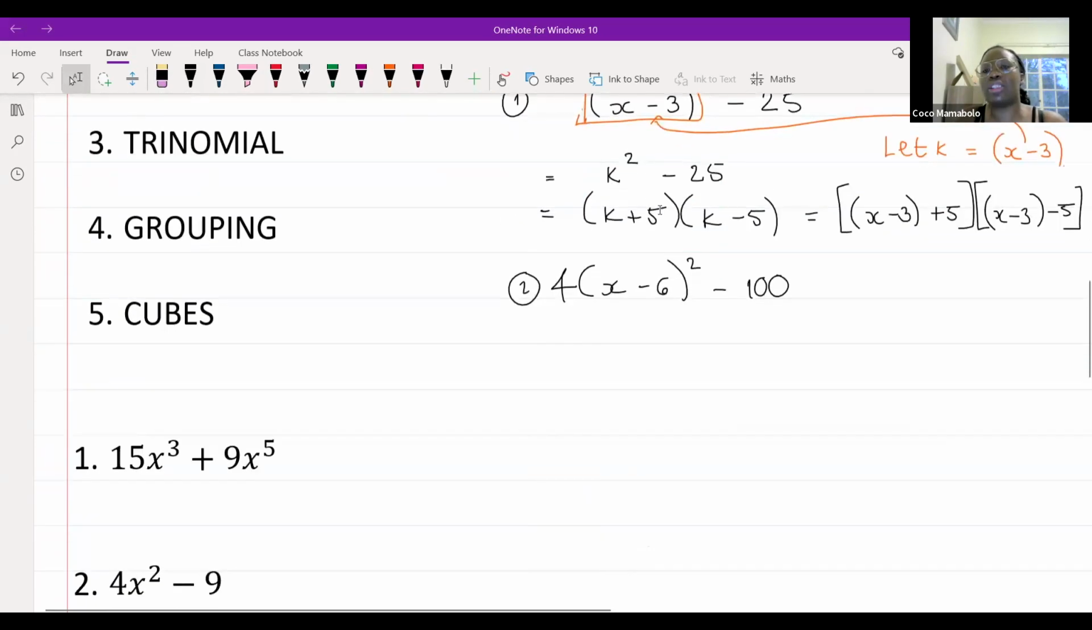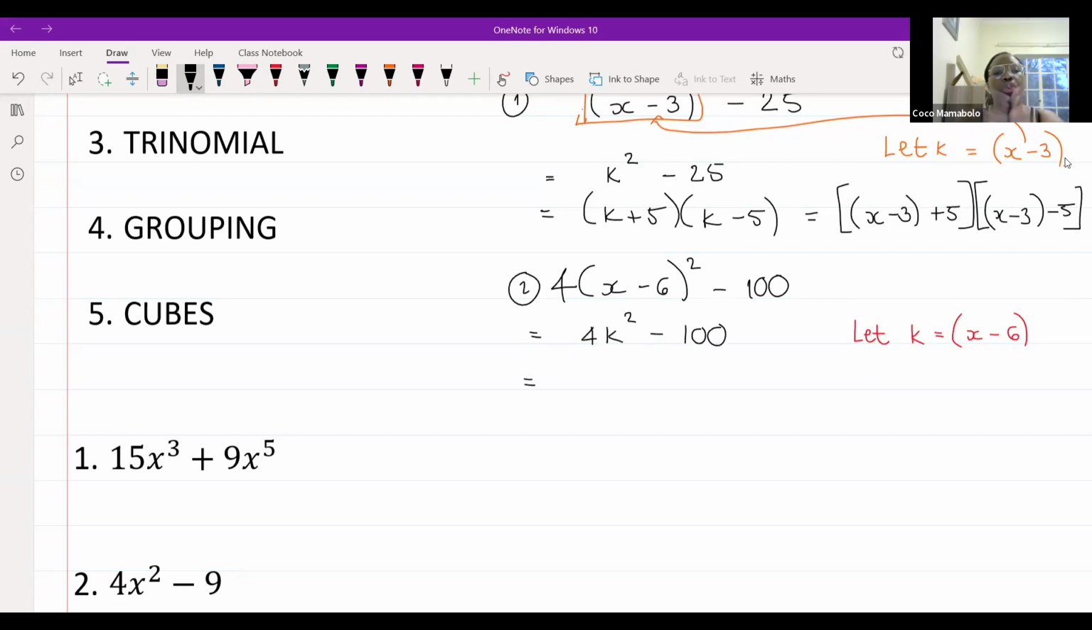All right. Let's look at number 2 quickly. We're all in agreement. We can already see that there's a squared. So we're going to say let k equal the thing in the brackets. I'm going to get x minus 6. Now, be very careful, guys. In front of my x minus 6, there's a 4. So this then becomes 4k all squared minus 100.